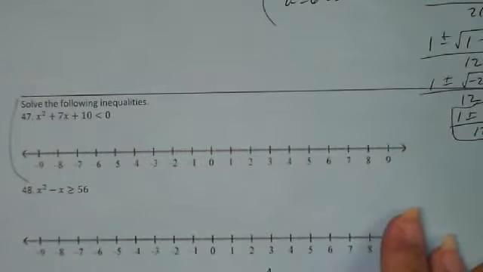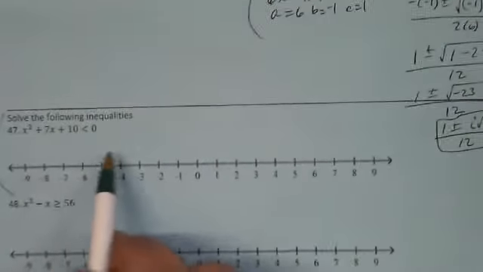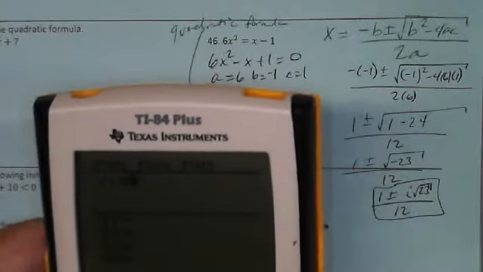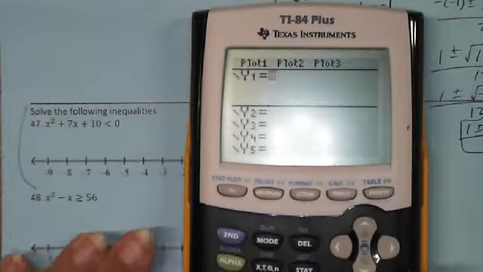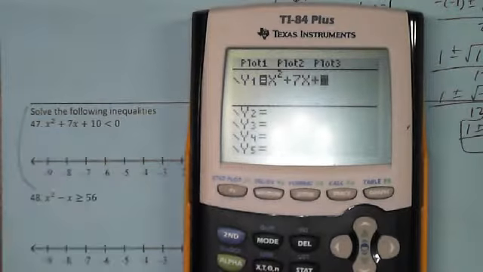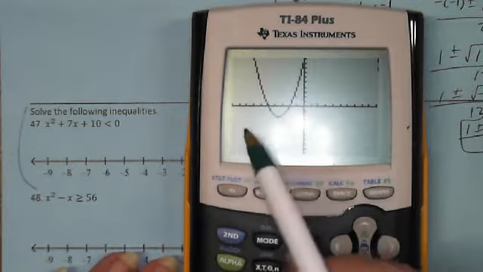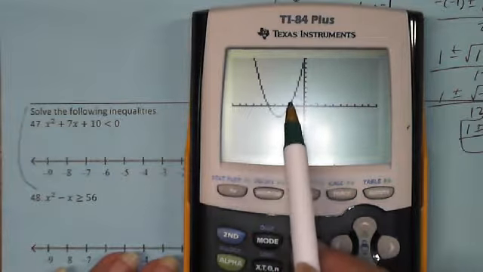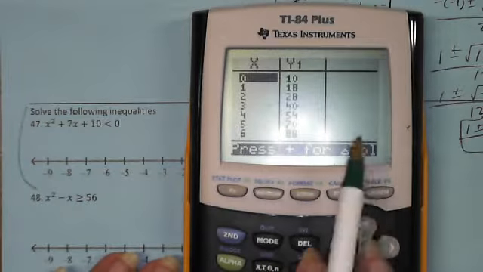Alright, last one we're going to do on this page is the inequality. We got to solve it. So the first thing I want you to do is put this in the calculator. Go to your calculator and put in x squared plus 7x plus 10. Alright, hit graph, and you can see there's two solutions right there. You got a negative 2 and a negative 5. You can check your table just to make sure.